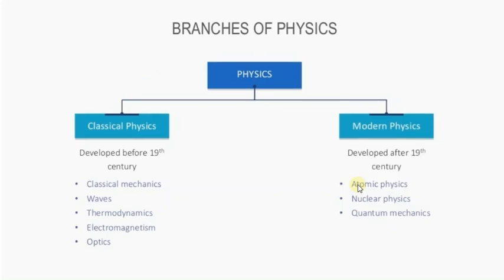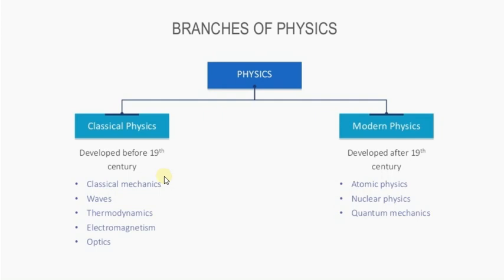Okay, physics is basically divided into two main branches. One is said to be classical physics and the other is said to be modern physics. Classical physics developed before the 19th century. It includes classical mechanics, waves, thermodynamics, electromagnetism, and optics. Whereas modern physics developed after the 19th century, that is in the beginning of the 20th century, and deals with atomic physics, nuclear physics, and quantum physics.